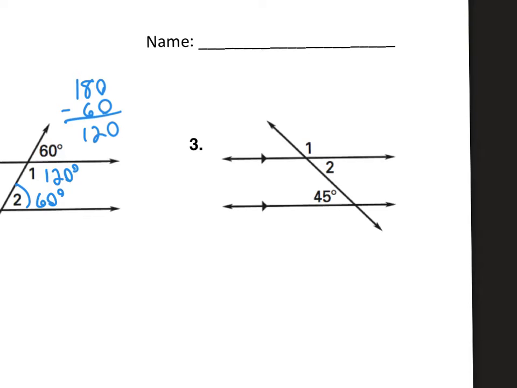Here we have a 45 degree angle, and it actually makes a lot more sense to find angle 2 first. So we're going to find this angle. The lines are parallel. Angle 2 and the 45 degree angle are alternate interior angles, and if the lines are parallel, alternate interior angles are congruent. So this is 45 degrees. And then angle 1 and angle 2 form a linear pair, so they add up to 180 degrees. And if we subtract the 45 degrees, that is angle 2, we get 135. Angle 1 will be 135 degrees.